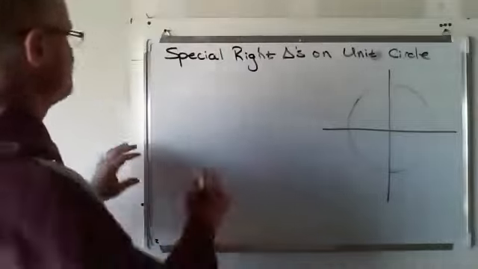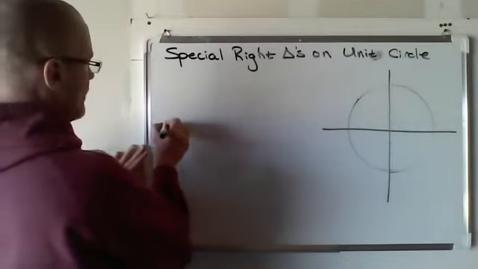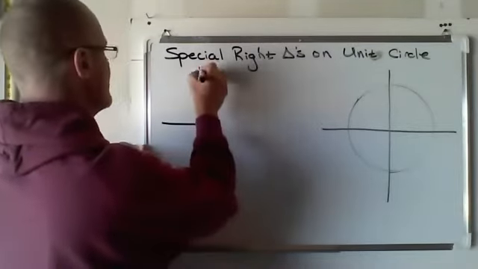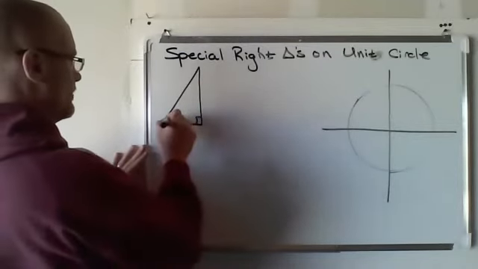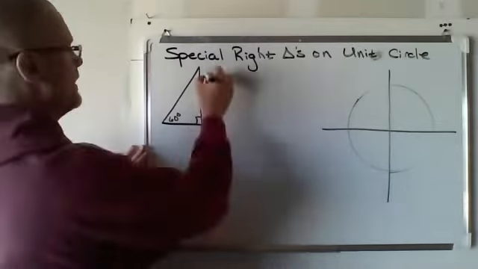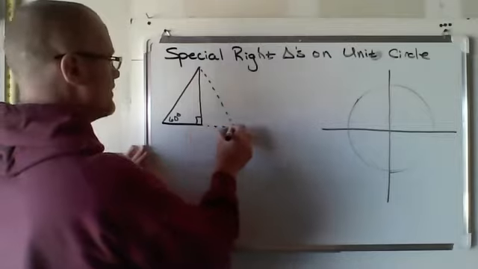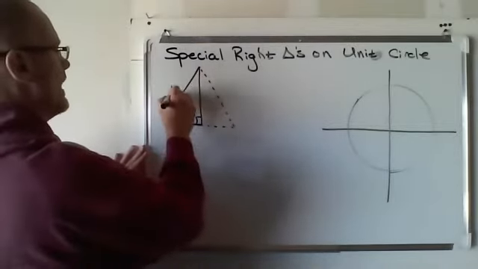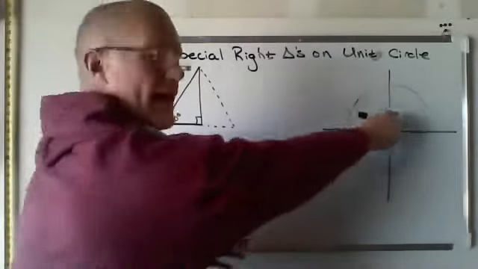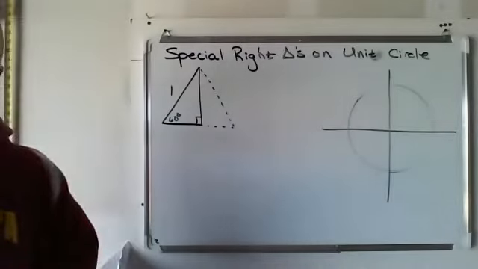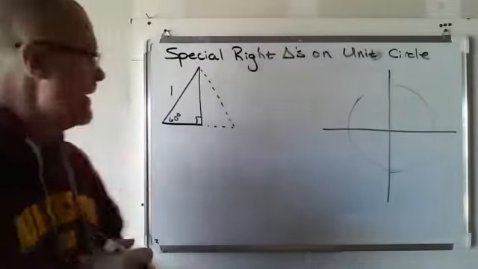Two special right triangles. The first one is the 30, 60, 90 right triangle. The reason why the 30, 60, 90 right triangle is one of the special ones that we pick is because it has a known ratio of its sides. If I do this, its hypotenuse is 1. On all of these special right triangles, we're going to have the hypotenuse be 1, so that when I bring it over to the unit circle, the hypotenuse is going to be the radius of the unit circle. So that's good.